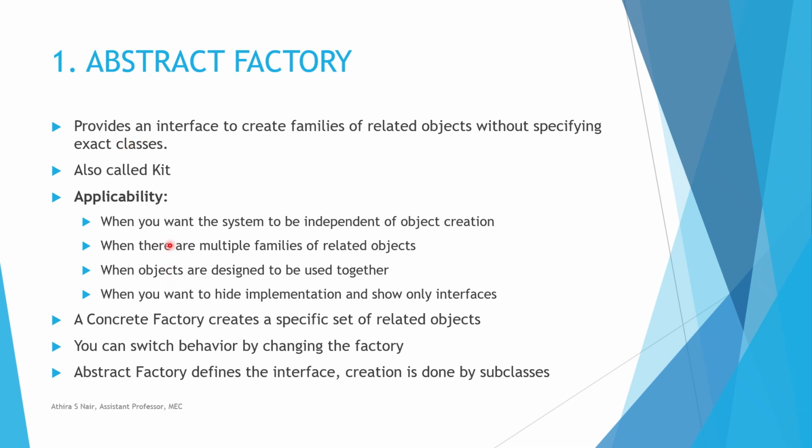We can use the abstract factory pattern when a system should be independent of how its products are created, composed, and represented, or a system should be configured with one of multiple families of products, or a family of related product objects is designed to be used together and you need to enforce this constraint, or when you want to provide a class library of products and just reveal their interfaces, not their implementations.